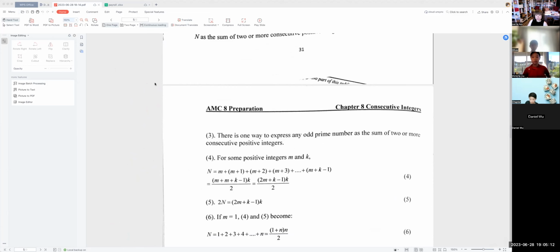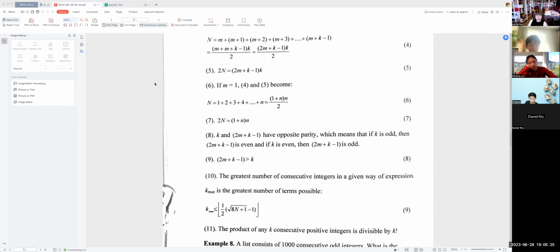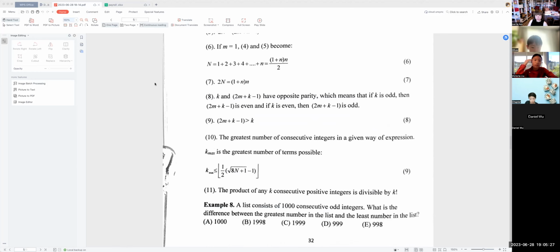There's one way to express an odd prime number as the sum of 2 or more consecutive positive integers. And for some positive integers m and k, we have something like that. We're going to try to do those ones with the questions. Okay, so let's take a look at number 8.